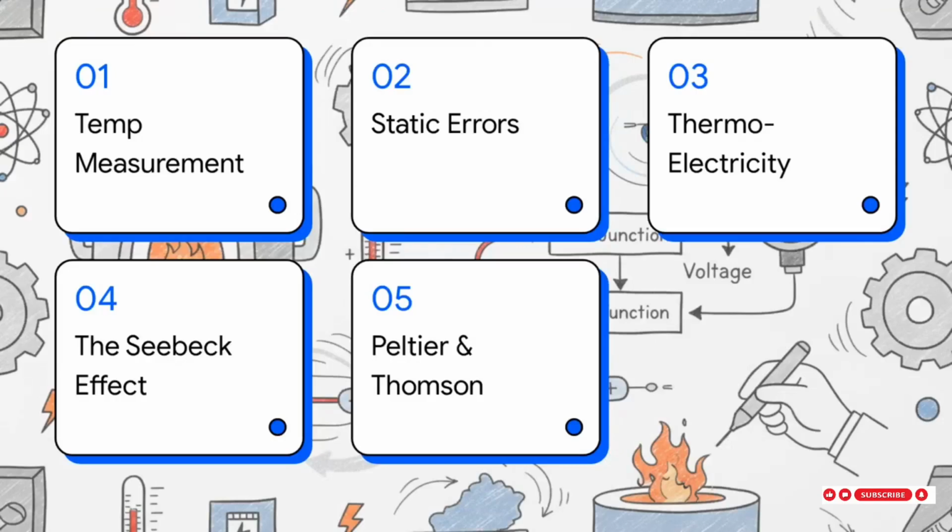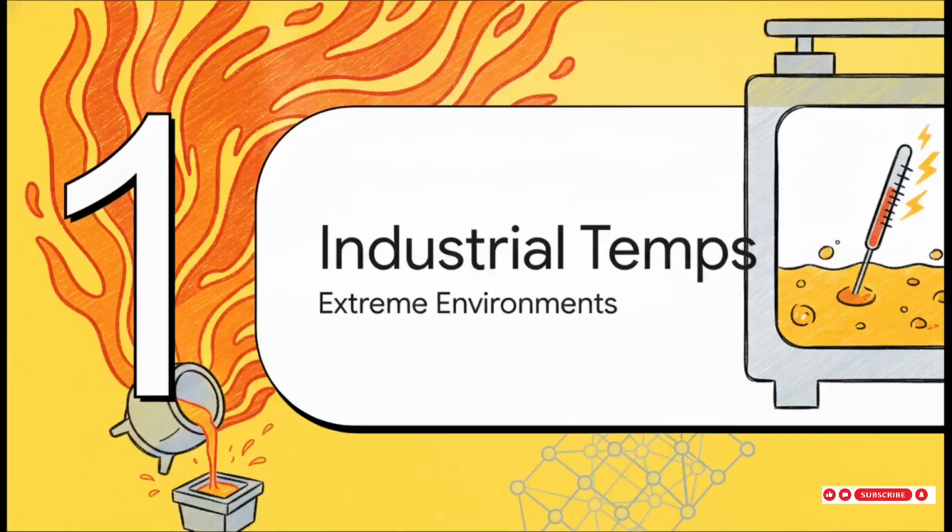Here's our quick roadmap for today. We're hitting 1. Industrial temperature measurement. 2. Pressure spring static errors. 3. An intro to thermoelectricity. 4. The Seebeck Effect. And 5. The Peltier and Thomson effects. Let's get to it. All right, Part 1, Industrial Temperature Measurement.